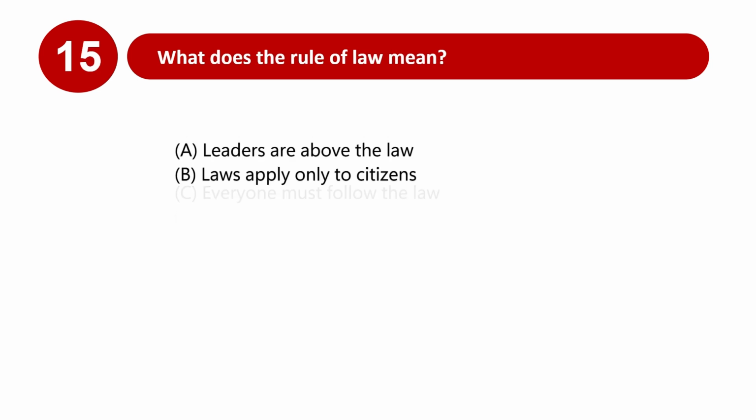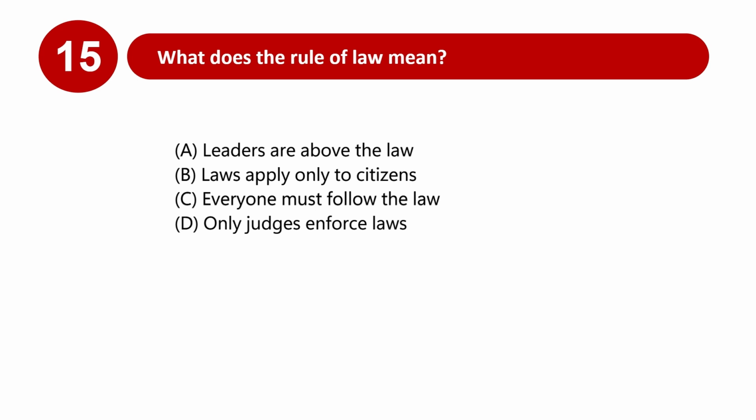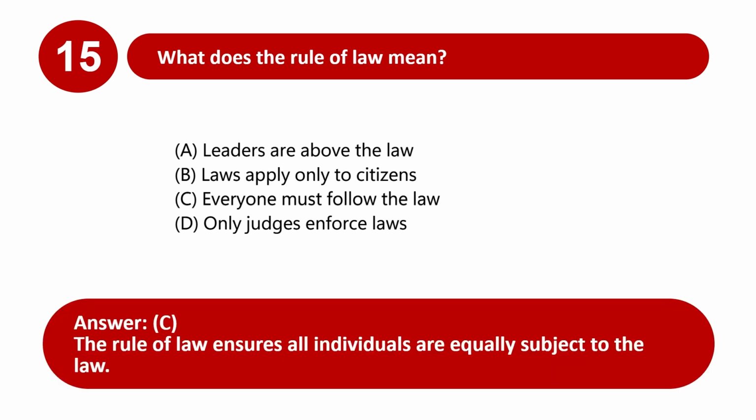What does the rule of law mean? A. Leaders are above the law. B. Laws apply only to citizens. C. Everyone must follow the law. D. Only judges enforce laws. Answer C. The rule of law ensures all individuals are equally subject to the law.